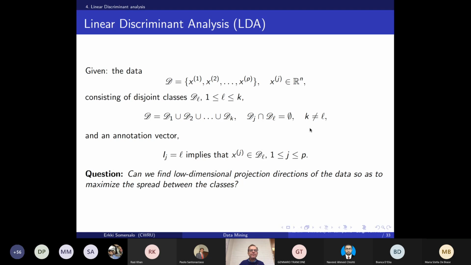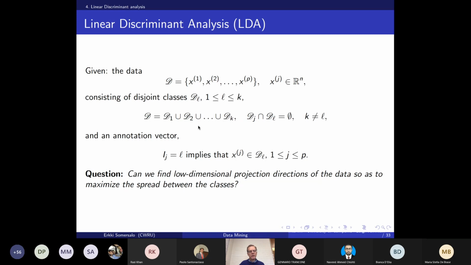As before, my data set D is the set of data points x1 to xp, where each one is a vector of length n. I'm assuming that my data consists of disjoint classes, D1, D2, etc., Dk. So we have k different classes that are not overlapping. We know exactly that each vector belongs to one and only one class. And this annotation, the label of xj, is telling me which class we are in. If the label of xj is L, that means that the jth vector is in the Lth category or class or cluster, whatever you want to call this, DL.